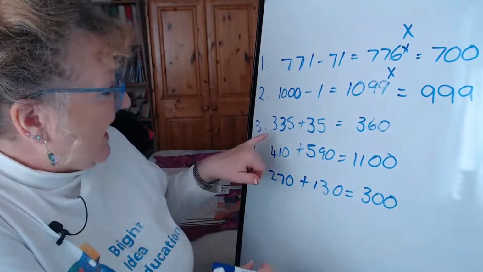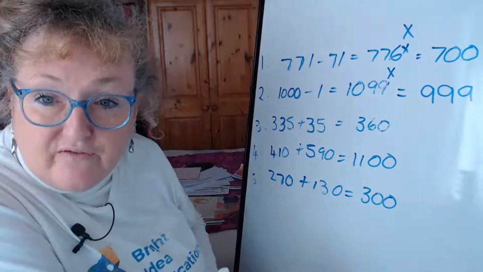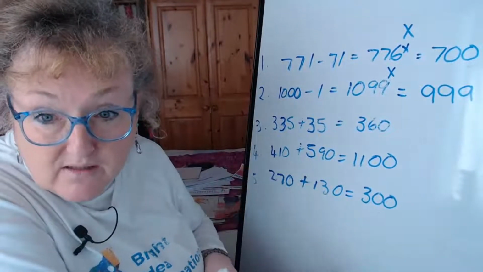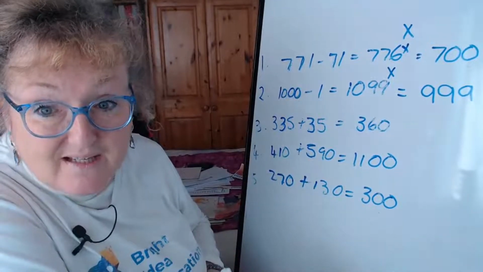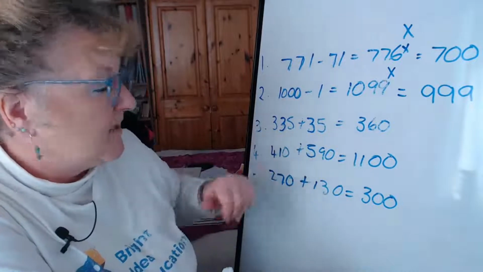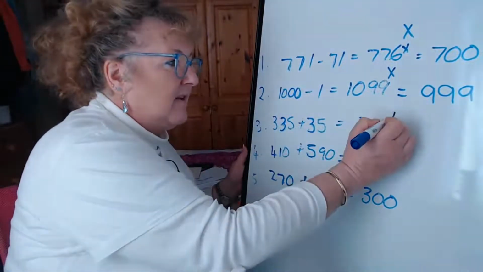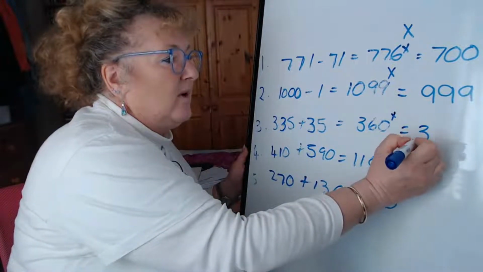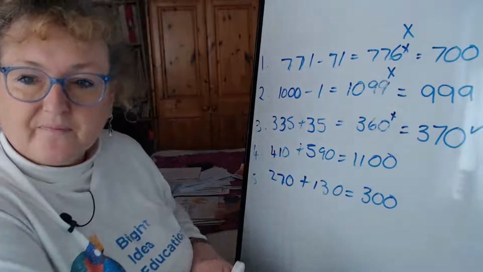So if we have 335 and we add another 35, well, let's use our doubles. Double 35 is 70, isn't it? Double 40 is 80, so double 35 is 70. So we are not going to get 360. We will get 370.